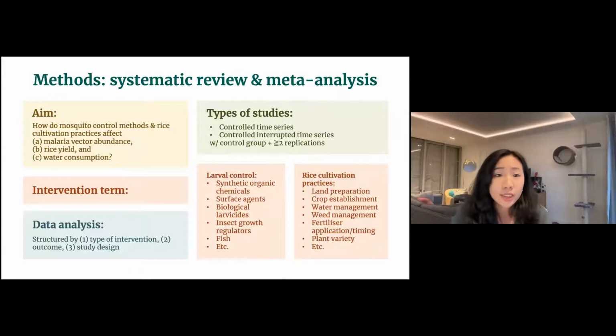We were interested in how mosquito control methods and rice cultivation practices affect, one, malaria vector abundance, two, rice yield, and finally, water consumption. The field experimental study designs that were considered included controlled time series and controlled interrupted time series. The intervention term captured a variety of rice cultivation practices and larval control, as you can see on the bottom right. In terms of data analysis, it was structured by type of intervention, outcome, and study design. Measures of effect, which was percent difference, were calculated by fitting quasi-Poisson regressions.